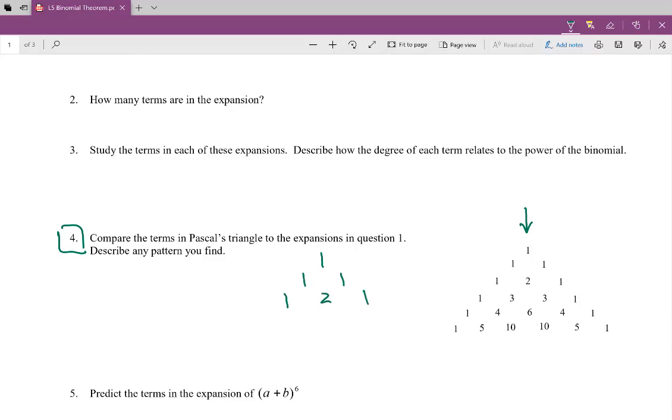And hopefully, you can think of a pattern that might be generated to get to this point. The next row is 1, 3, 3, 1. And the next row, hopefully you can already predict it, even though the answer is over to the right, is going to be 1, 4, 6, 4, 1.